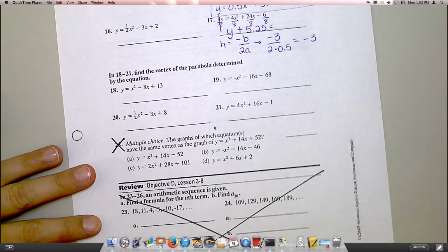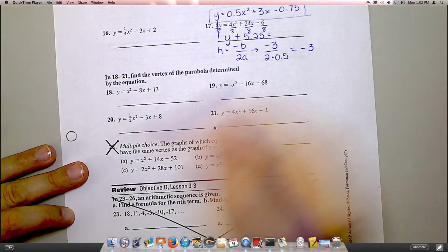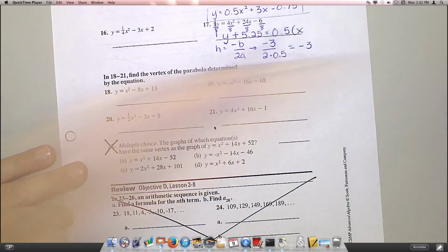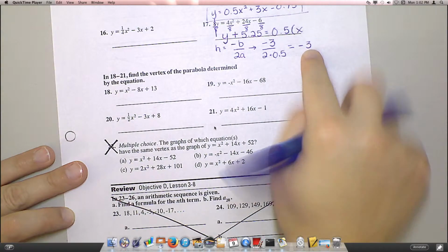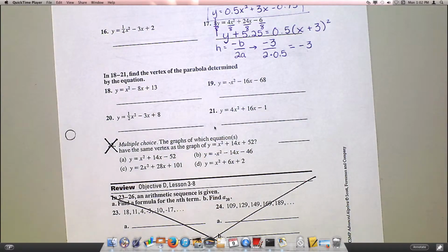But y plus 5.25 equals, what's my a value? 0.5 or 1/2, I don't care. And then x what? Plus 3. Yep. Squared. So that would be your final answer. y plus 5.25 equals 0.5 times x plus 3 squared.